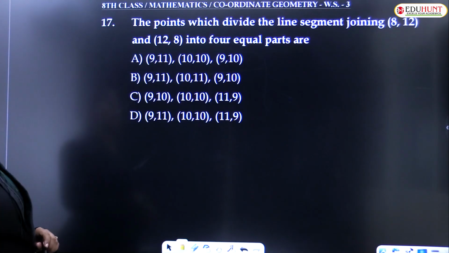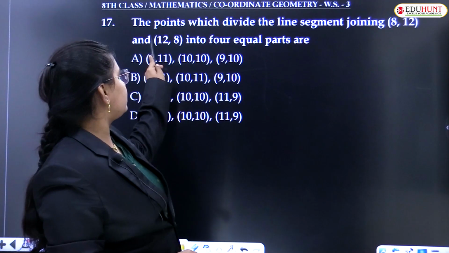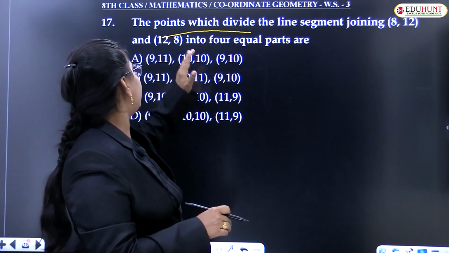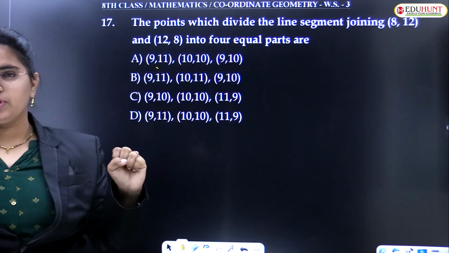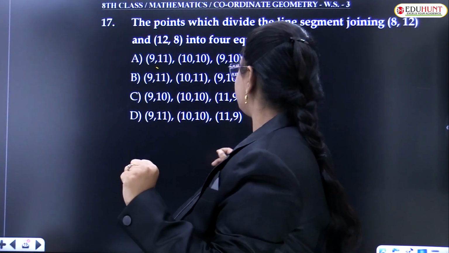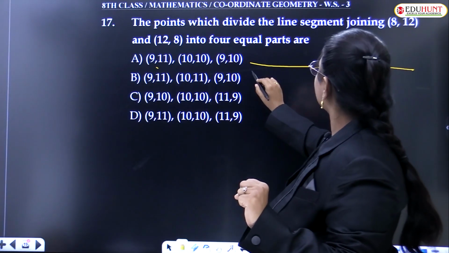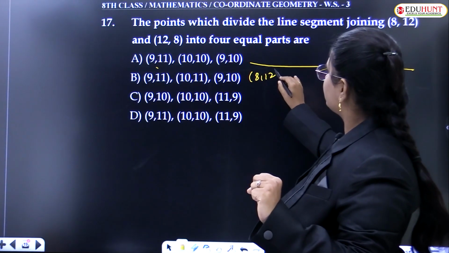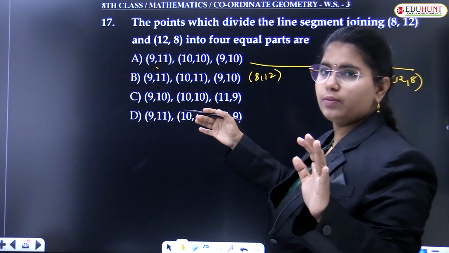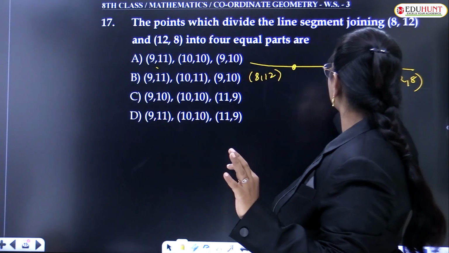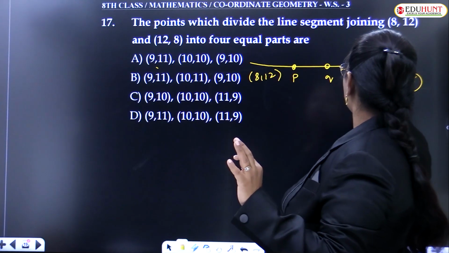So what is my next question? The points which divide the line segment joining 8, 12 and 12, 8 in 4 equal parts. A very good question. See, let me draw the diagram first. First point is 8, 12. Second point is 12, 8. If it is making 4 equal parts, I need to take here 1, 2, 3. So this is my P, Q, R.